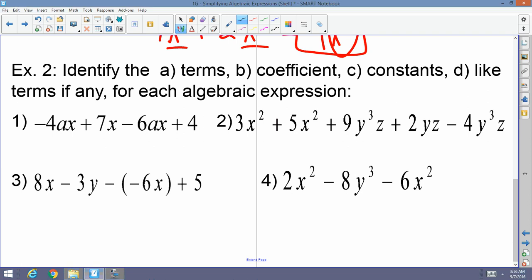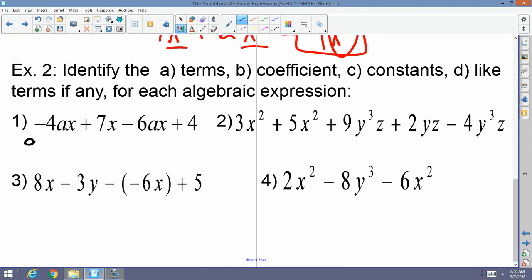Okay, we're back. So for number 1, we have negative 4ax plus 7x minus 6ax plus 4. I want to identify the terms, the coefficients, the constants, and the like terms, if any. I'm not asked to simplify this. If I was asked to simplify, then I have to add like terms. Right here, I just want to identify. So let's do it. Okay, let's look at A.